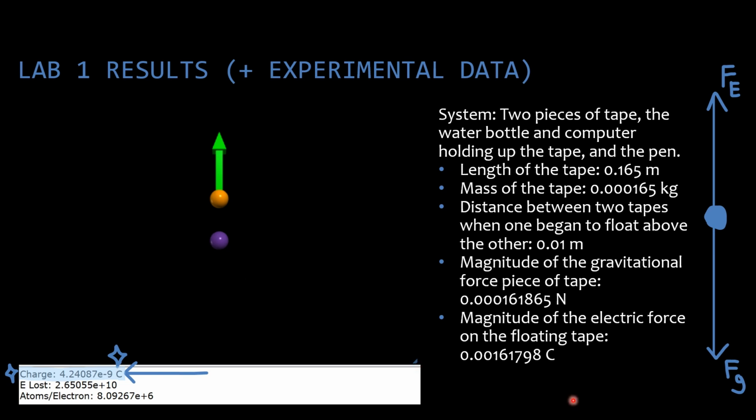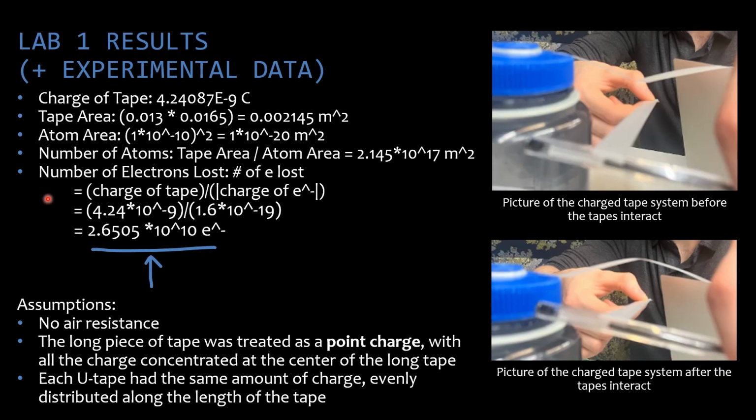And just for some constants we gained from this part of the lab: the length of the tape was 0.165 meters, the mass of the tape was 0.000165 kilograms, the distance between the two tapes when one began to float above the other was 0.01 meters, the magnitude of the gravitational force on the piece of tape was 0.000161 newtons, and the magnitude of the electric force on the floating tape was 0.001617 coulombs.